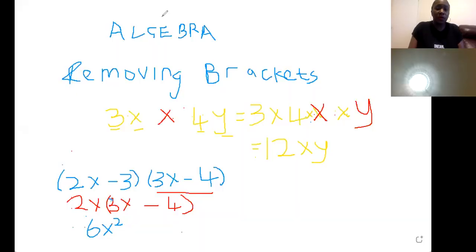Okay. So we go on now to the board. So we're doing removing brackets, right? I explained to you 3x multiplied by 4y equals 3 times 4, which is the coefficient. Then you have to multiply the variable as well, x and y, 12x.